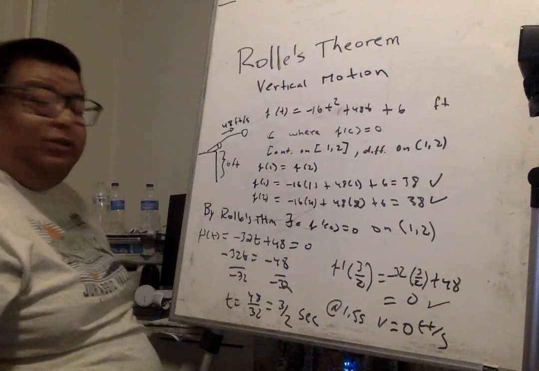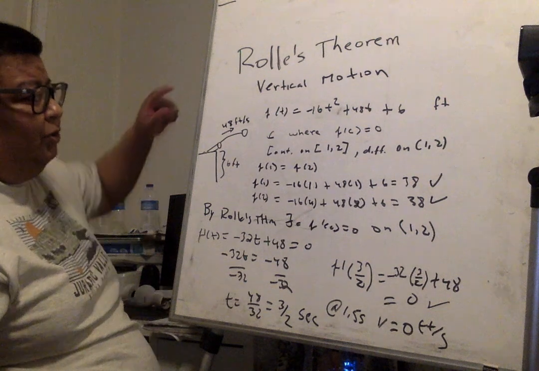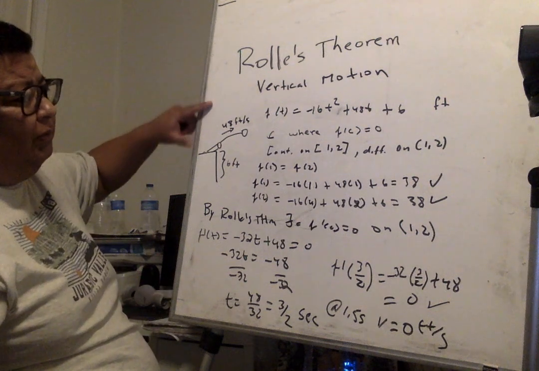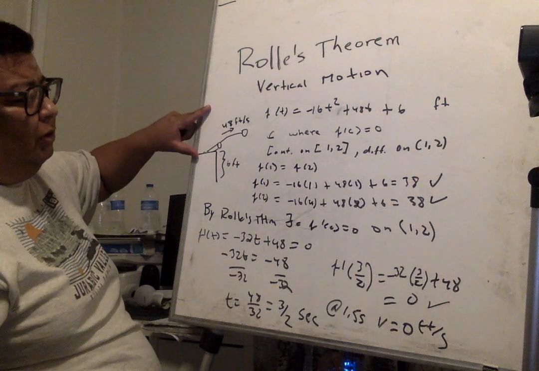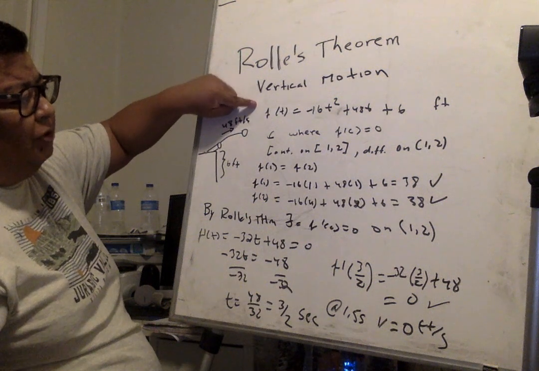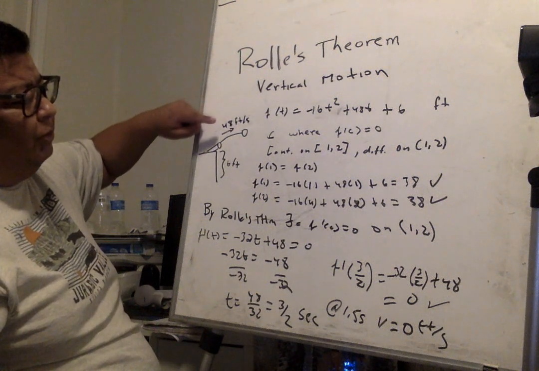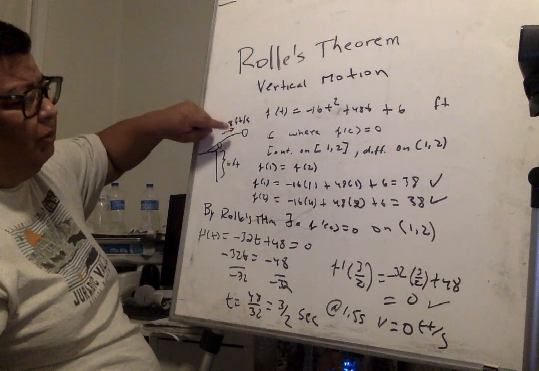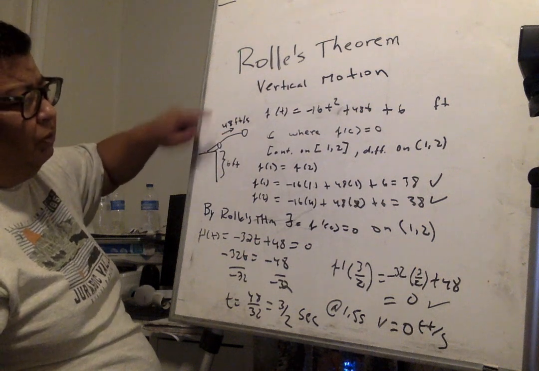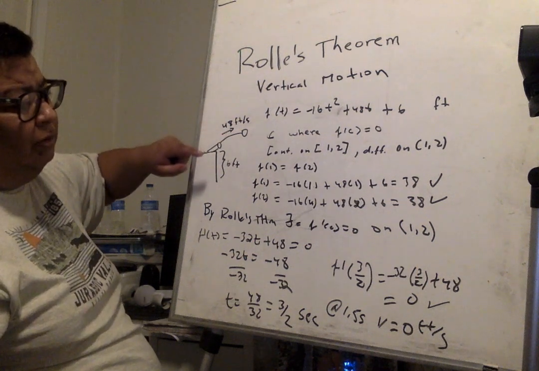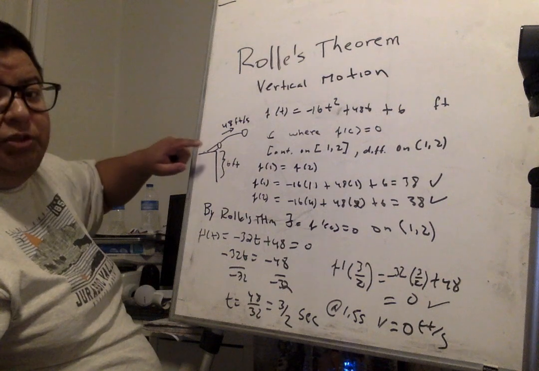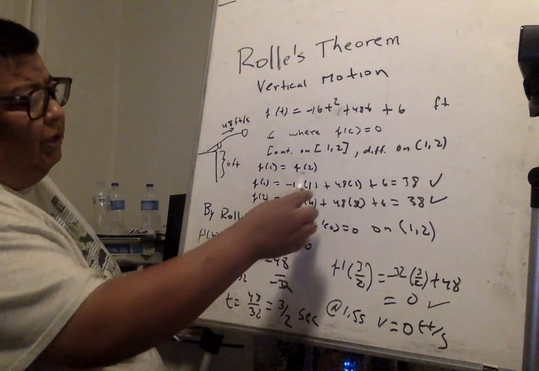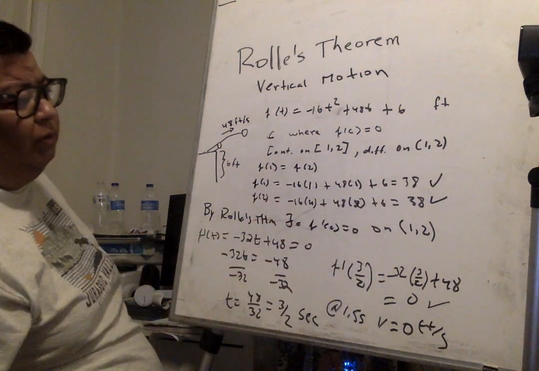Thank you very much, students. So I taught you how to use Rolle's theorem, given a height function that represents the projectile motion, vertical motion. Using Rolle's theorem, we find that the velocity is equal to 0 somewhere in the open interval (1, 2).